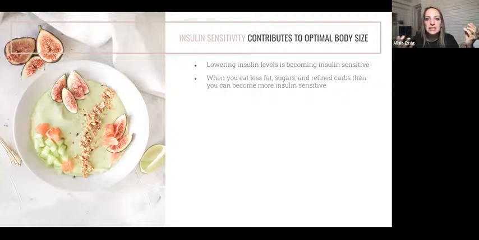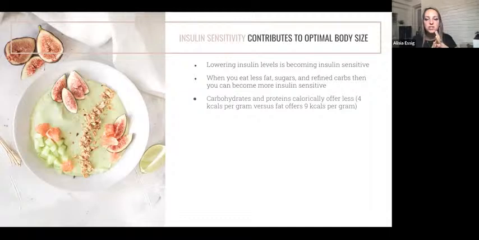And so when you eat less fat and sugars from refined carbs, when you're decreasing all those things, then you can become more insulin sensitive. So it's not just the animal products. It's really important that we're not eating all those processed foods.